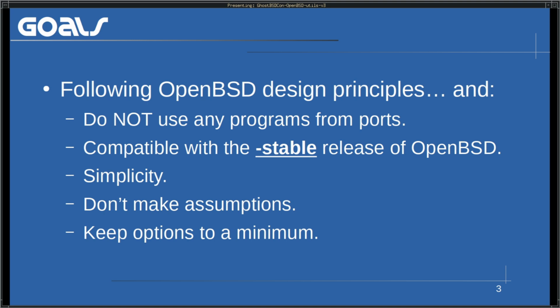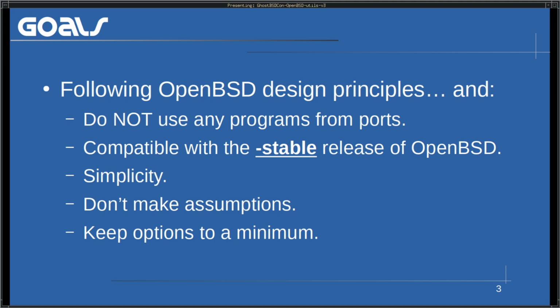They have to be at least compatible with whatever the stable release of OpenBSD is. Right now that is 7.6. Although there are some changes in the 7.7 beta branch that's coming out that will change one of the utilities, but I'm not updating that until that becomes stable. I want to keep things simple. I want the code to be maintainable, easy to read.